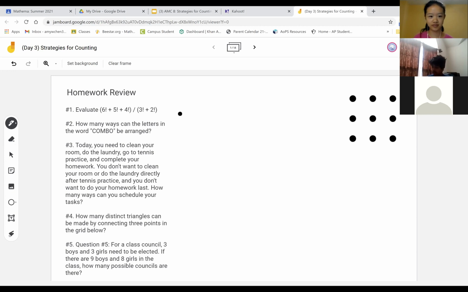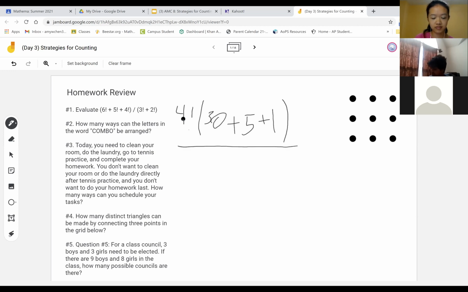Okay, so for this first, I put 4 factorial outside, and then in the bracket, I put 30 plus 5 plus 1. And then I divided that by 2 factorial outside the parentheses. Plus, okay, so that'd be 3 plus 1.